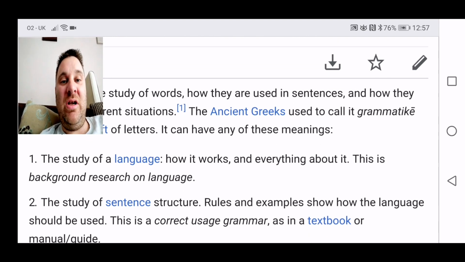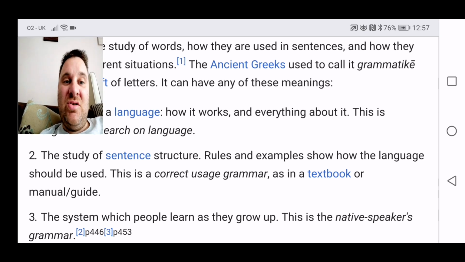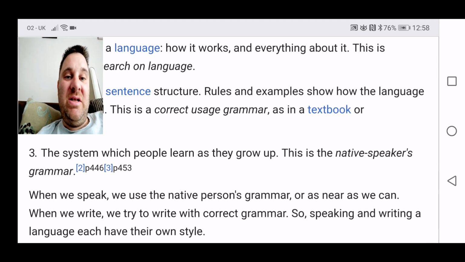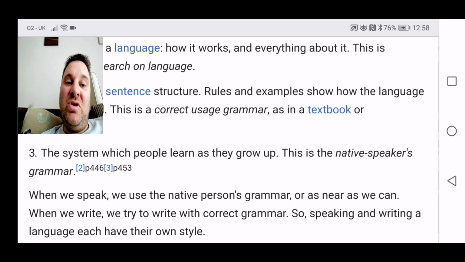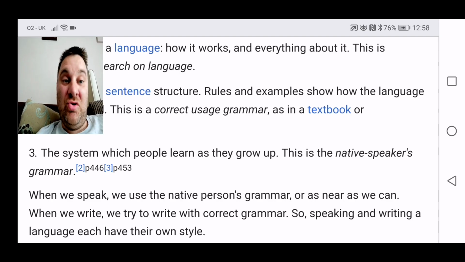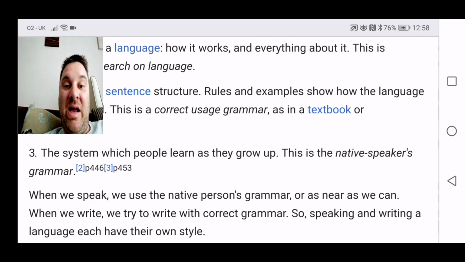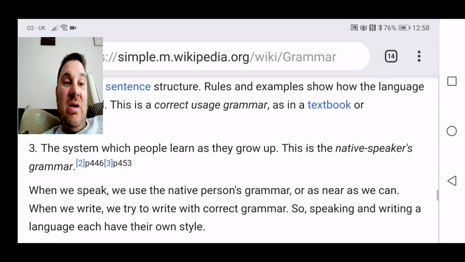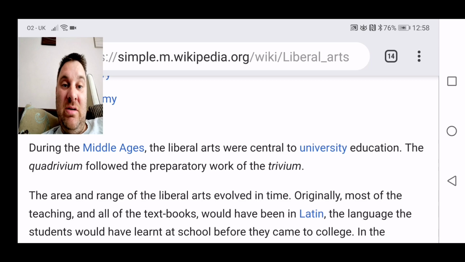This is background research on language. The study of sentences, structure, rules, and examples show how the language should be used. This is a correct usage grammar, as in a textbook or manual or guide. The system which people learn as they grow up. This is the native speaker's grammar. When we speak, we use the native individual's grammar, or as near as we can. When we write, we try to write with correct grammar. So speaking and writing a language each have their own styles, and there are different languages. I'm going to go back.